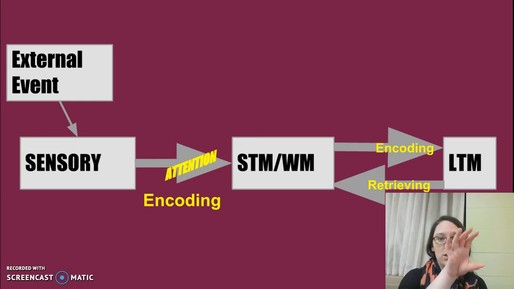So this is an overview of the Atkinson and Shiffrin model of memory. You can follow it sort of as a flow chart. You start with some sort of external event. So something happens that you're going to remember in some way. That external event then flows through three stages. Sometimes it goes through all three. Sometimes it just stops at the first or the second. But stage one is what we call sensory memory. So we're going to spend a minute or so talking about what sensory memory is, and then we're going to come back to this flow chart to continue through all the different stages.